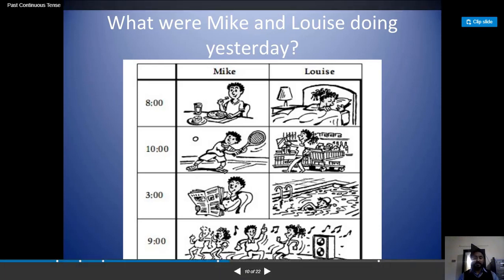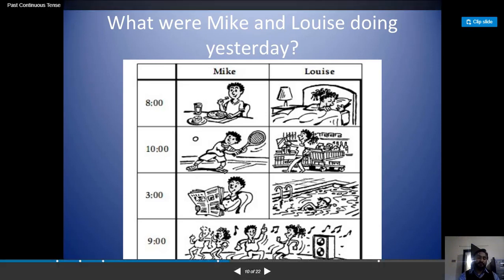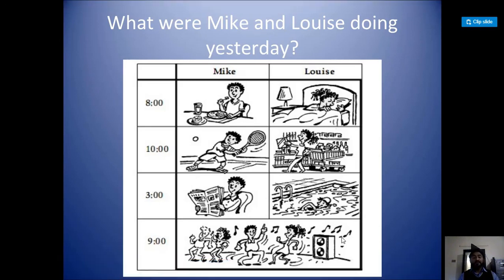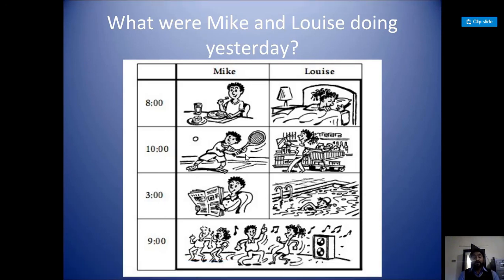Mike was reading a newspaper at 3, and Louise was swimming in the pool. At 9 they were listening to a song. They were listening to a song and enjoying their life. So here you can see, yesterday at this time they were doing different activities. It means their activities were in progress.